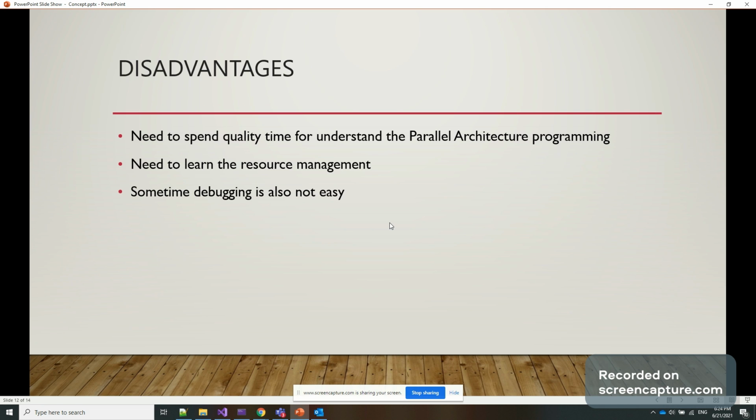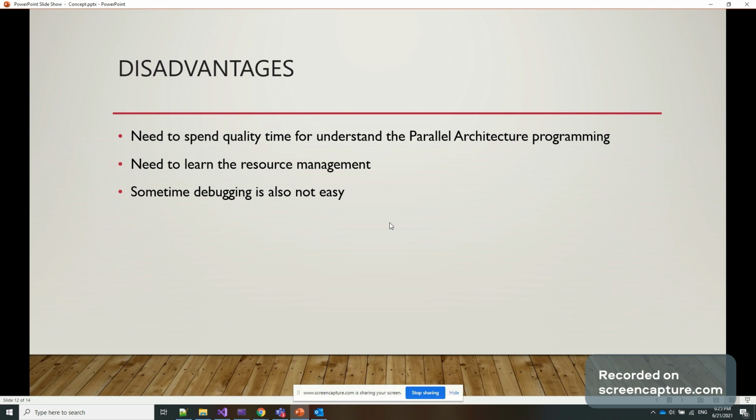Now the disadvantages. Through the definition it is straightforward, as we are dividing the task into subtasks, but it is a little bit difficult to understand parallel architecture programming. So we need to spend some quality time on this to achieve expertise in this topic. The second one is that we also need to learn about the resources, like how to utilize the cores and so on, because that also comes up during actual programming.